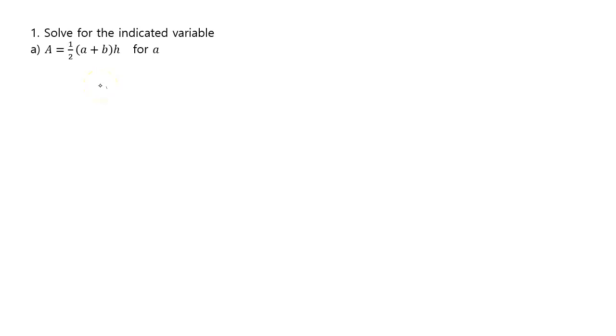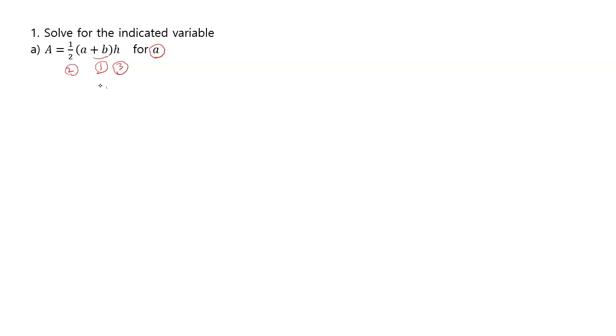When you solve for a variable, it's important to pay attention to what things are done to that variable. So here is our variable that we want to solve for. And to a, first b is added. So this is the first thing that's done. Let's put number 1. And then it's multiplied by 1/2, number 2. And then h is multiplied.